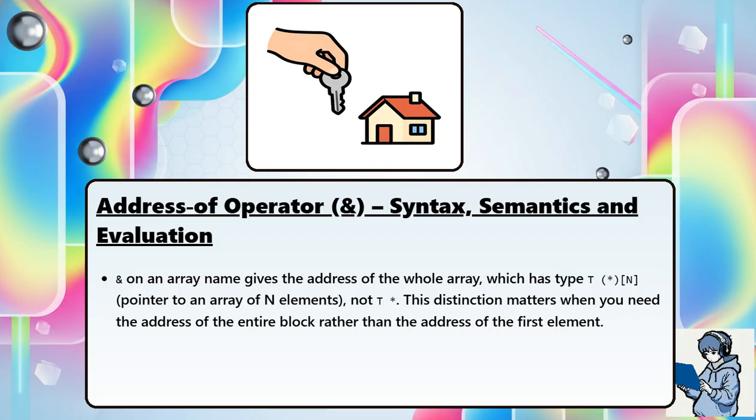Ampersand on an array name gives the address of the whole array, which has type T (*)[N], pointer to an array of N elements, not T *. This distinction matters when you need the address of the entire block rather than the address of the first element.